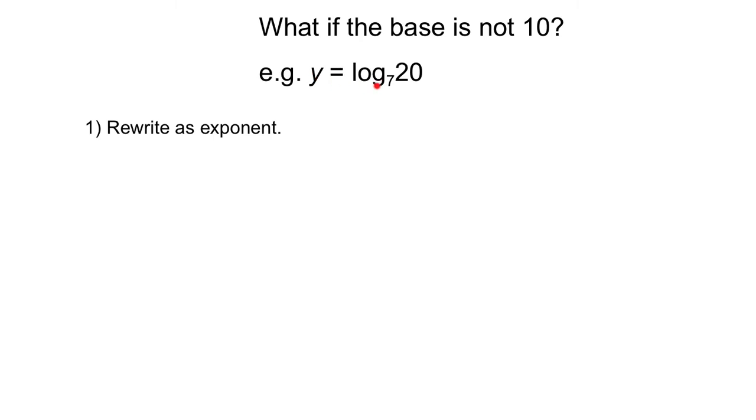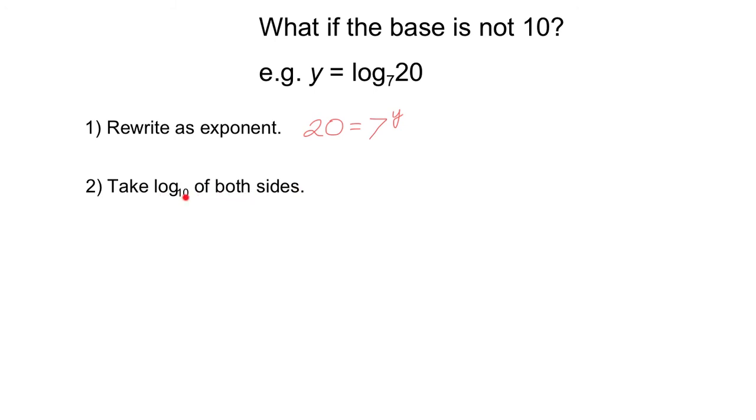So I'm going to take this logarithmic form and I'm going to rewrite it in exponential form. So using the same rule as before, we're rearranging. The base is 7, the exponent is y, and it's all equal to 20. So I have 20 equals 7 to the exponent y. Now my next step is to take the log base 10 of both sides.